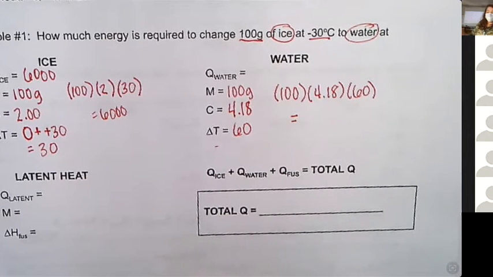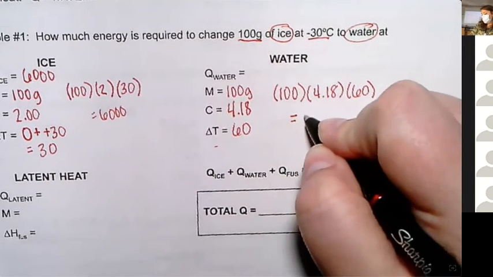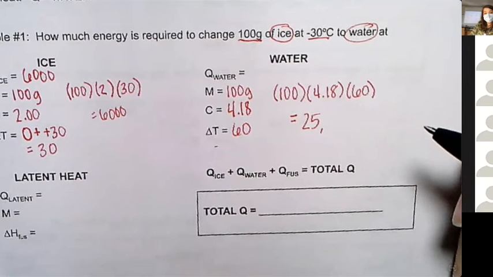All right, so listen up. We have 100 times 4.18 times 60. So when you put this in your calculator, you're gonna get, a second.